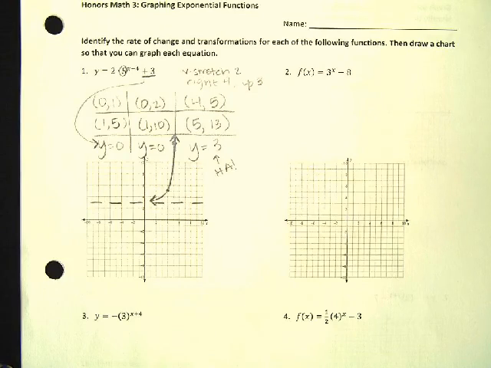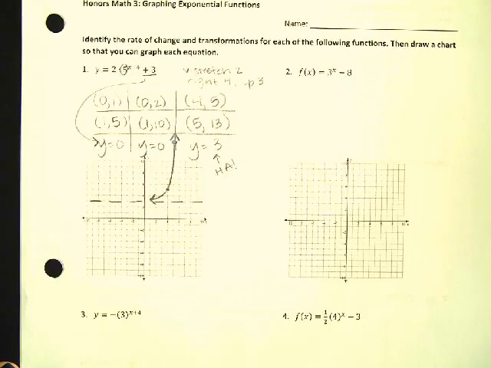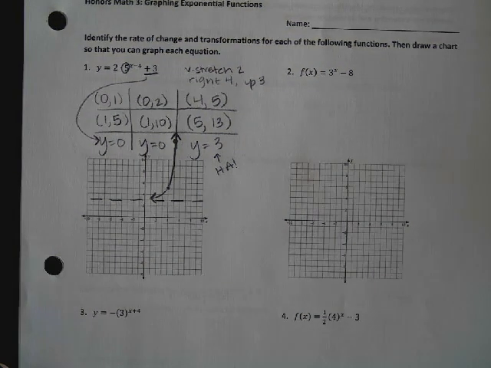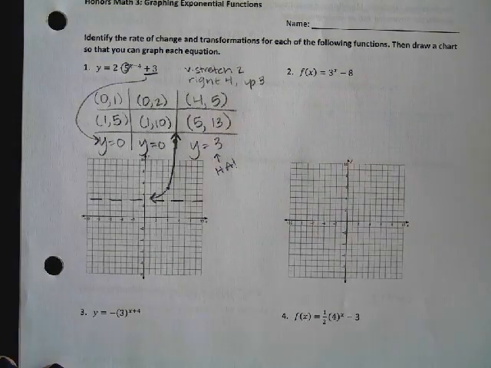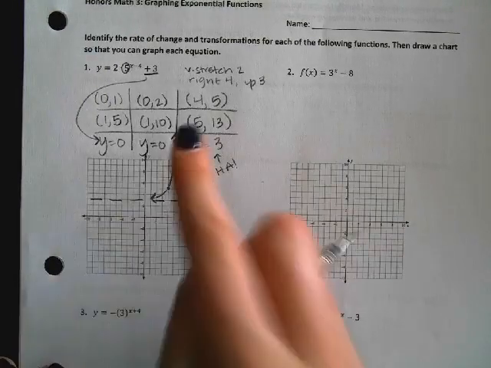Can somebody tell me what the domain is? I'm just making sure that we know it. Yeah, it goes left forever, it goes right forever. Negative infinity to positive infinity. What's the range? 3 to infinity. Is this graph increasing or decreasing? Increasing. So for decreasing interval, we would say none. For increasing interval, what would we say? Negative infinity to infinity, because we're going left to right, right? So left arrow to right arrow.